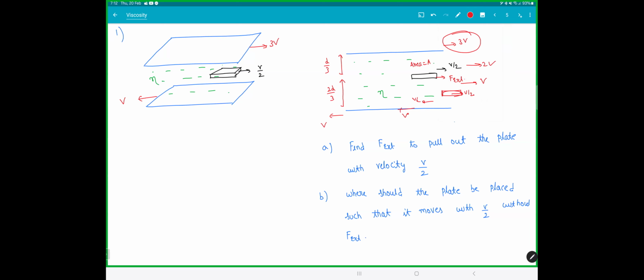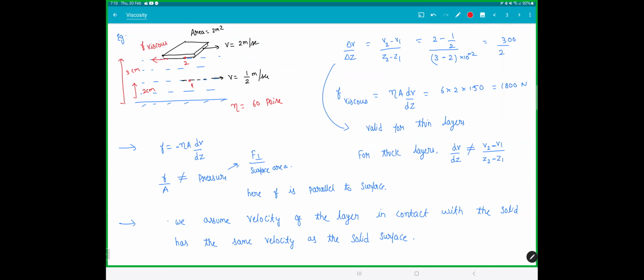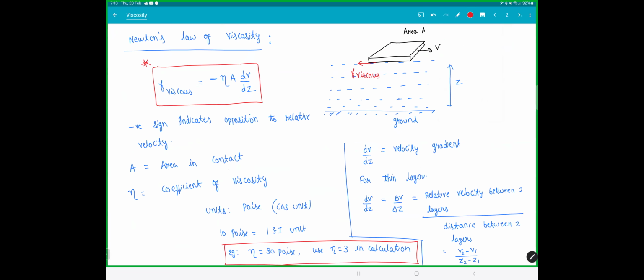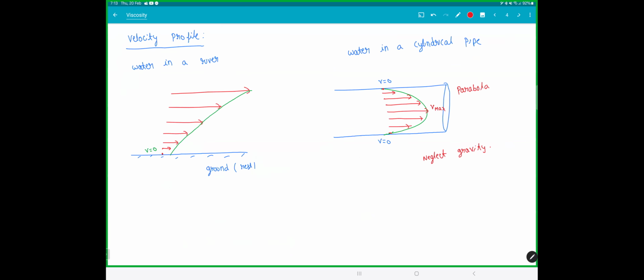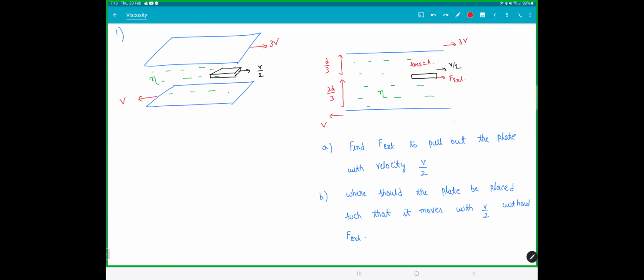So every layer will have a different speed. So you're putting this plate at a distance of d by 3 and you're dragging it out with v by 2. So how much force should you apply? This is the only formula you have, eta A dv by dz. Think for a minute, give it a try, then I'll show you the first one, then I'll give you some more time for the second one.